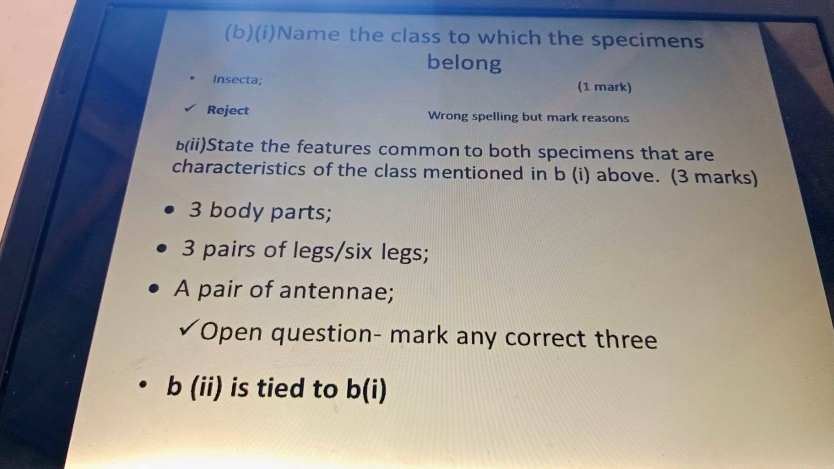State the features common to both specimens that are characteristic of the class mentioned. So 3 body parts, 3 pairs of legs or 6 legs, or a pair of antennae, or open. This is an open question. Mark any correct 3. But note that B2 is tied to B1. So if you don't get the class, you cannot get the characteristics.